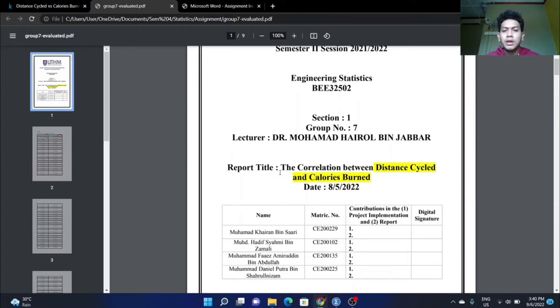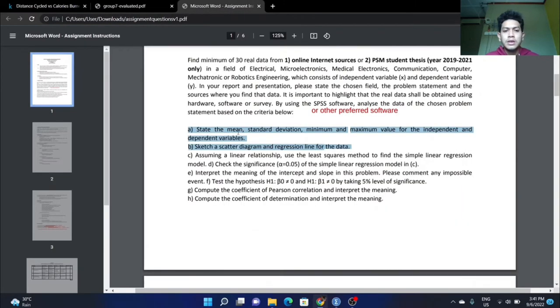My title for this project is the correlation between distance cycle and calories burn. My part for this video is A, state the mean, standard deviation, minimum and maximum for the independent and dependent variable, and then sketch the scatter diagram and regression line for the data.